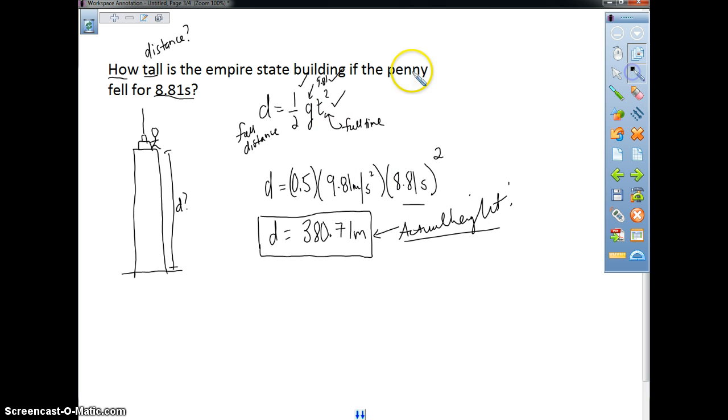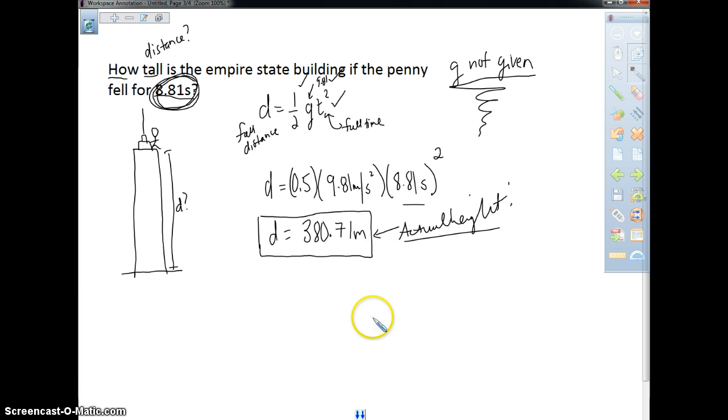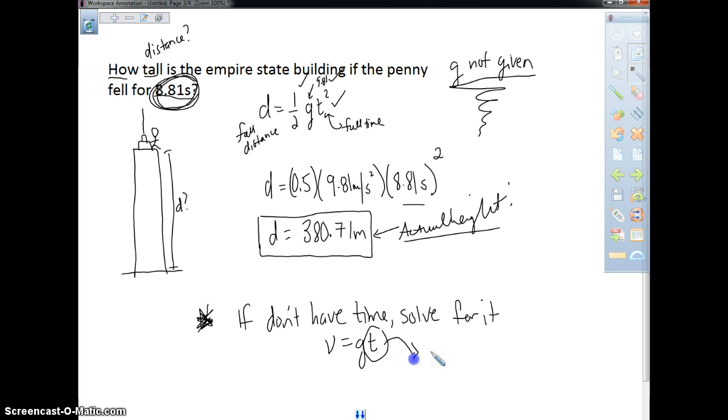So notice again that G is not in the problem. It's implied. And the only thing you need to find height is time. So that's how you apply this. Now, just a side note, and then I'll make another video. If you don't have time, try solving for it using one of the other equations. So you might be given a velocity instead. So you might need to solve for time and then plug it into an equation like this. I'm just not speaking to a specific example. But just saying that you might need to do it in 2 parts right here.